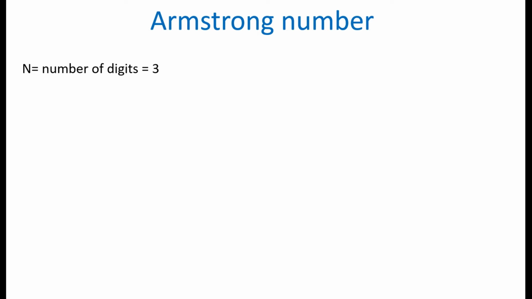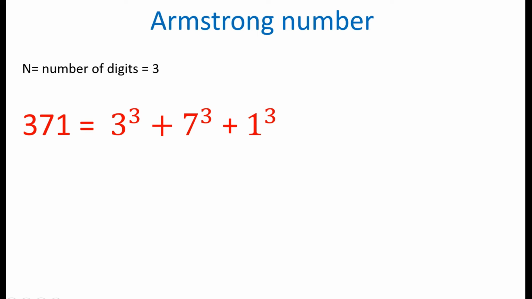We have a 3-digit number, 371. An Armstrong number is the sum of its own digits, each raised to the power of the number of digits in the number. For example, here 371 is a 3-digit number, so each digit has the power of the number of digits.